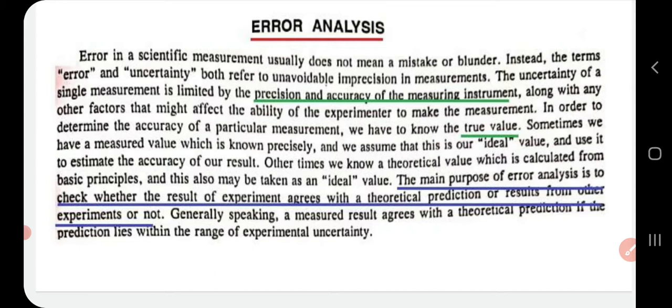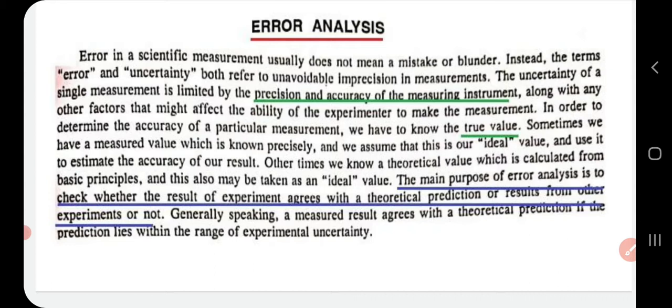Another thing described here is that in order to determine the accuracy of a particular measurement, suppose that you have measured something, and in order to understand how correct the value is, you need a true value, right? You must have knowledge about the true value that you should obtain after performing this experiment. Only then can you understand how far your measured value deviates from the actual value. So you must have knowledge about the true value or the ideal value. That is what is written here. Sometimes we have a measured value which is not precise, and we assume that this is our ideal value, and we use that value to estimate the accuracy of our result.